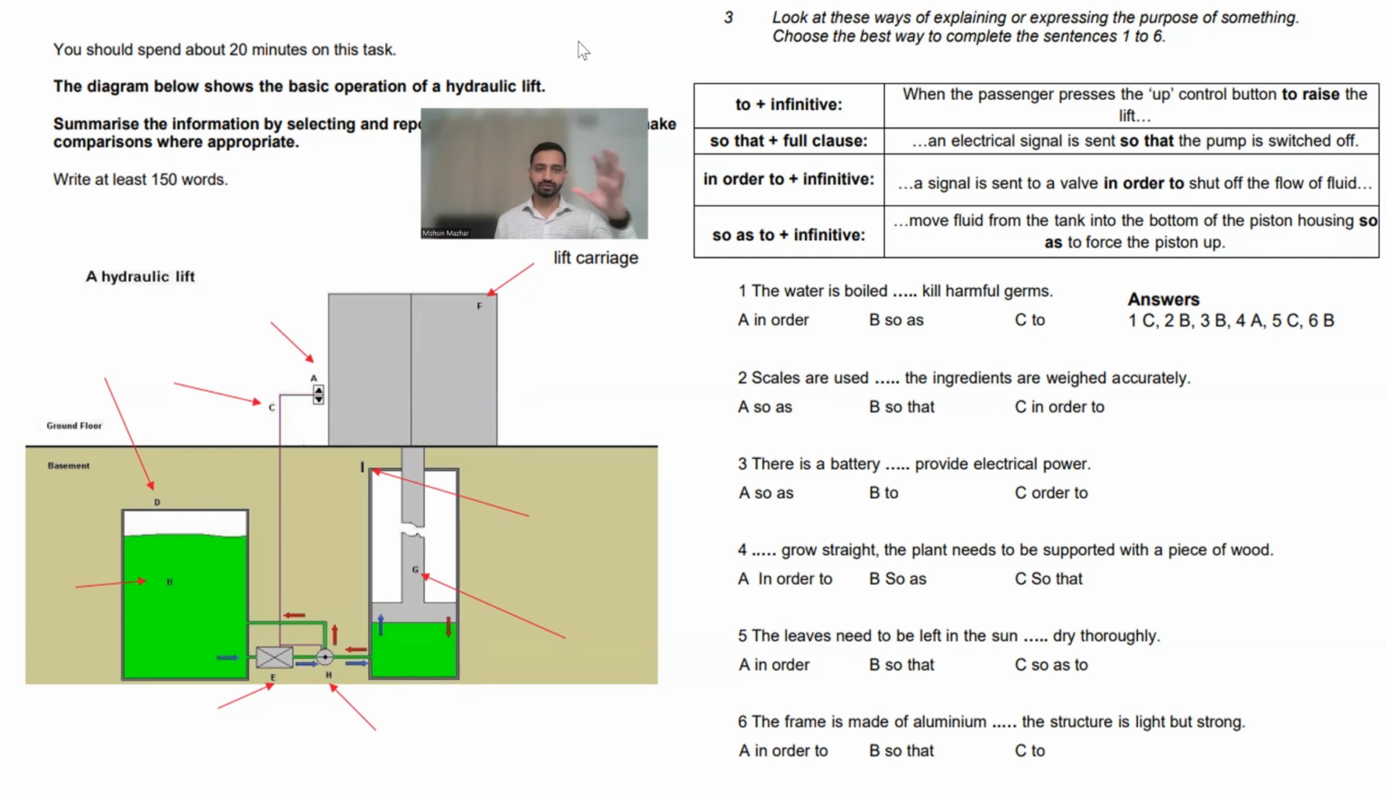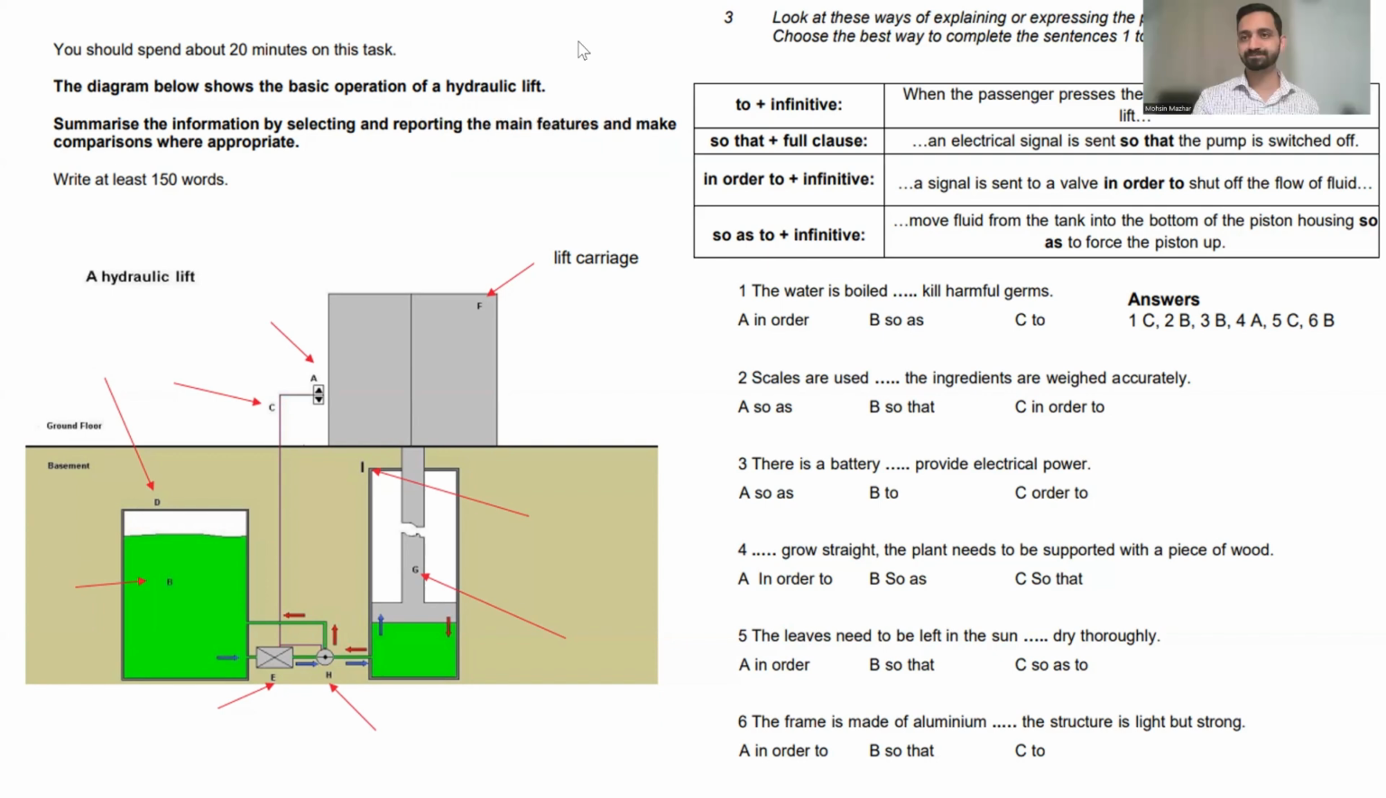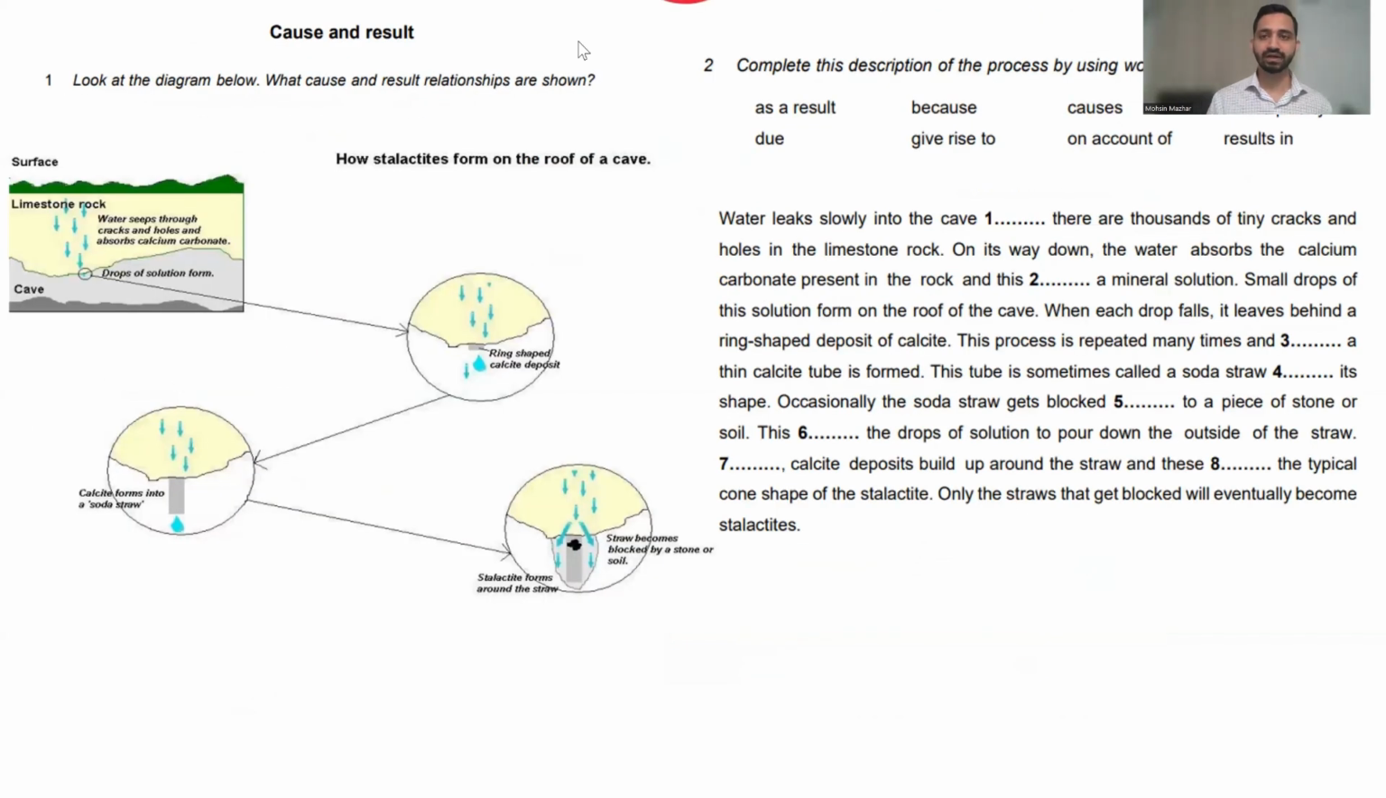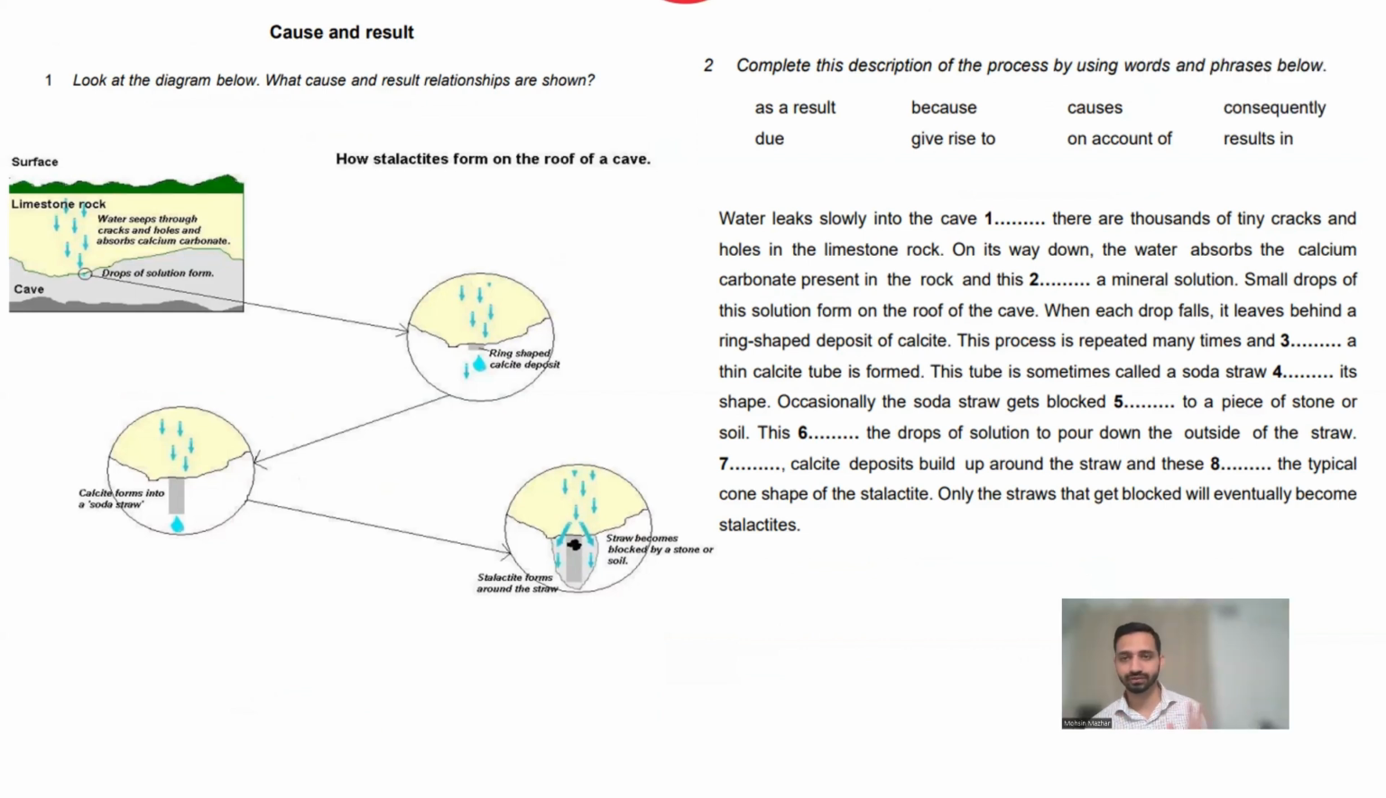Okay, so I hope you got the answers correct. Let's move on to our next activity. All right, in this activity, what we're going to do is I will give you a few more phrases to use, right, to explain a diagram, right? Complete this description of the process by using words and phrases below.